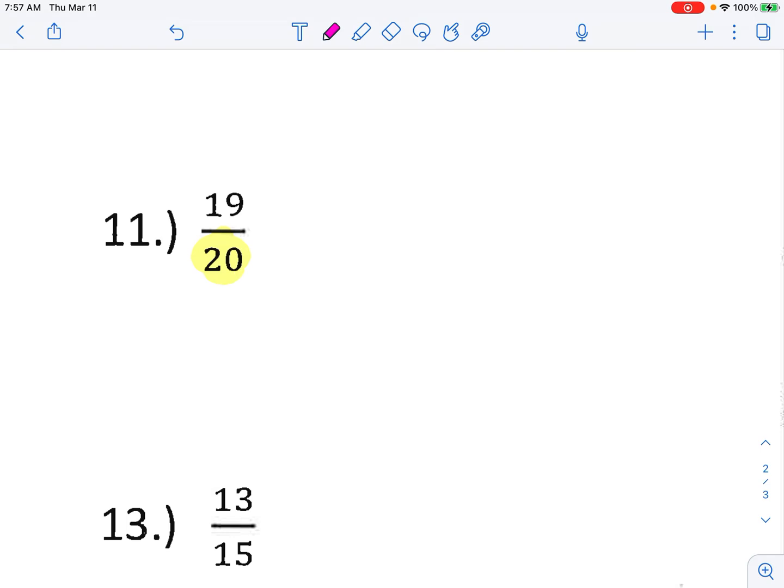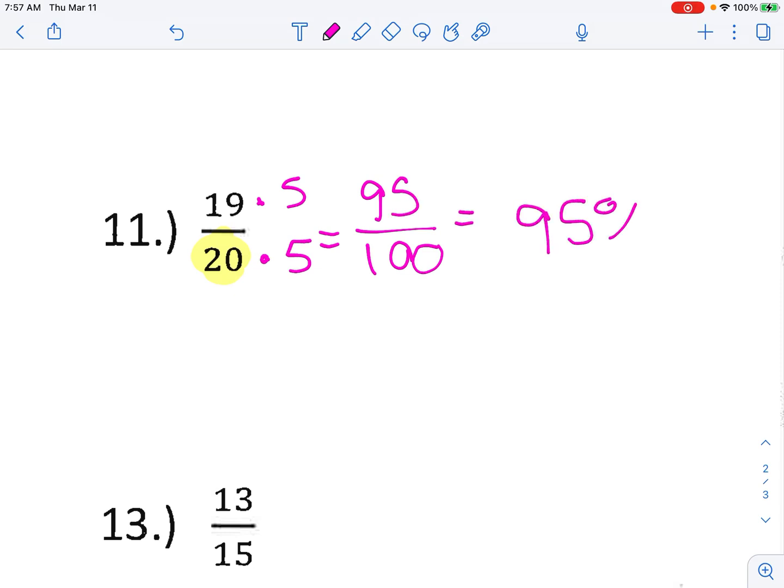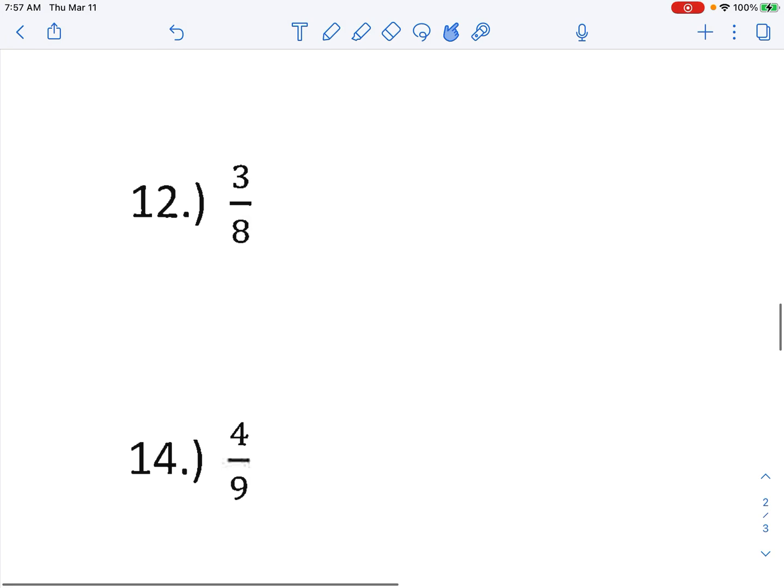Check the denominator first. Is 20 a factor of 100? Yes. 20 times 5. Remember, 2 times 5 is 10. So if 2 times 5 is 10, 20 times 5 is 100. 19 times 5 is 95. And 95 hundredths is equal to 95%.